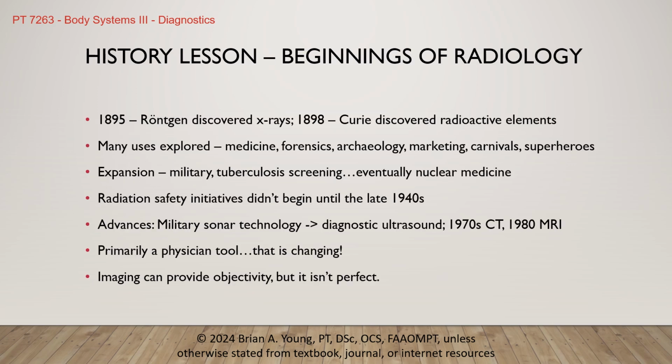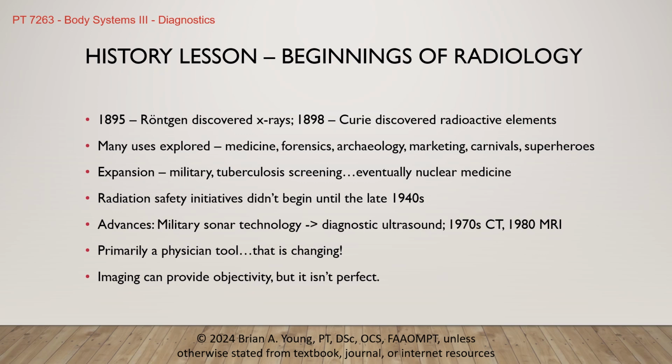Let's have a short history lesson about the beginnings of radiology. Where did this start? Well over 100 years ago, in 1895, Roentgen discovered X-rays, and in 1898, Marie Curie discovered radioactive elements. So it all started pretty quickly toward the turn of that century, and many uses of these were explored, certainly in medicine, but also with forensics and police work, archaeology, marketing, carnivals. Let's go see this new contraption that can show pictures inside your body, and even superheroes, as listed in our textbook, were given X-ray vision.